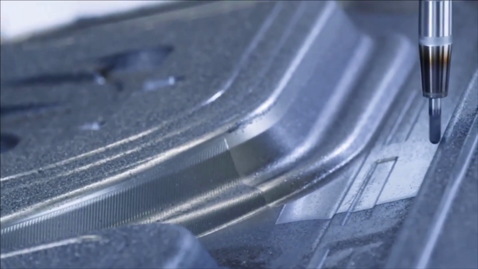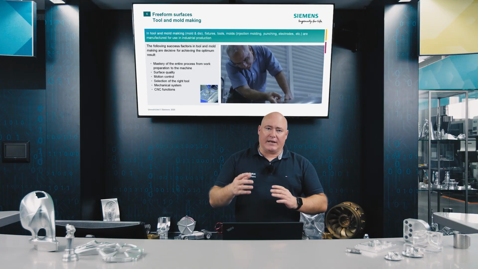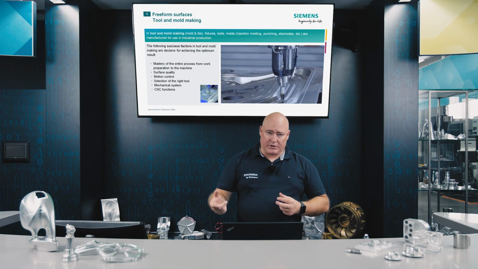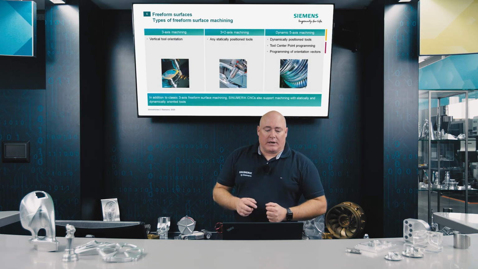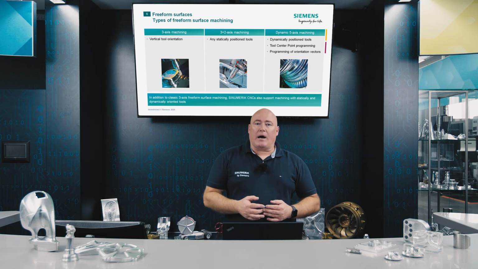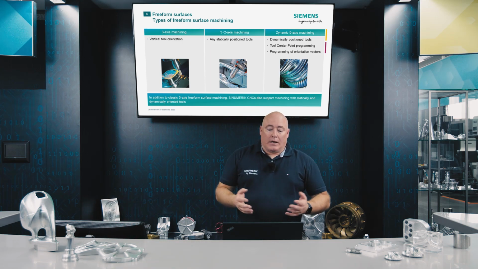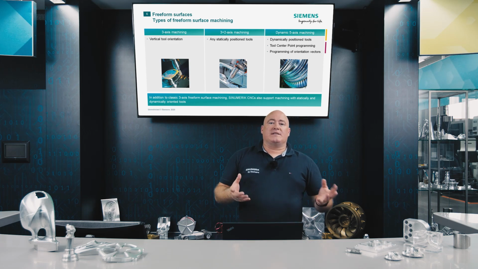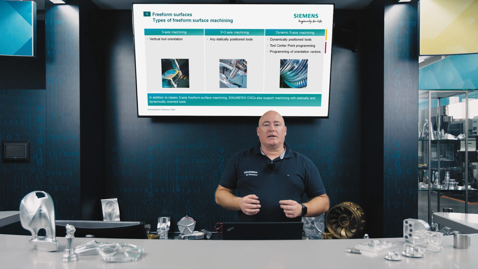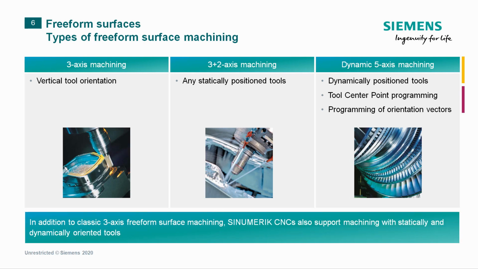There are various ways of producing free-form surfaces. The focus of this technology is on achieving a very precise surface. They are mostly negatives of the component to be produced. To achieve this, you can produce very good free-form surfaces with 3-axis machining. Three plus 2 kinematics provide better results and greater flexibility. And also dynamic 5-axis machining, where undercuts can be achieved with any shape and position.